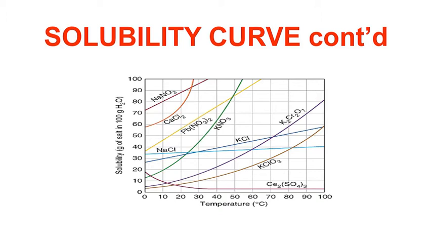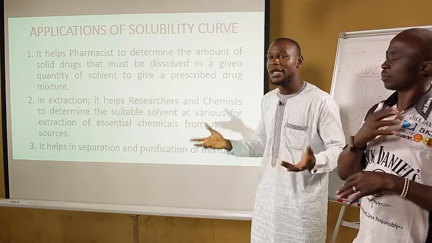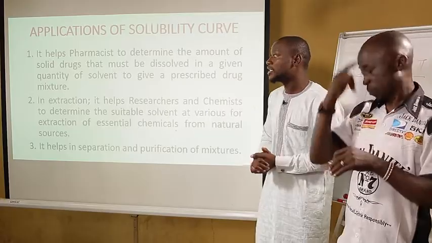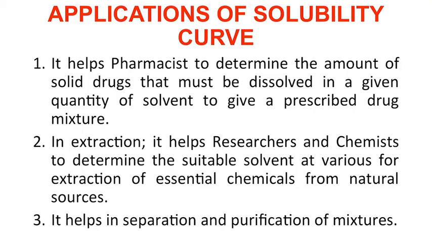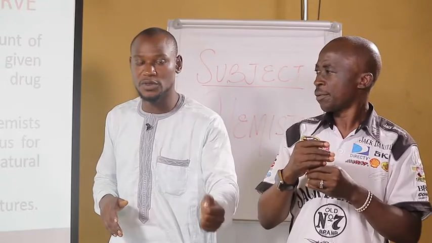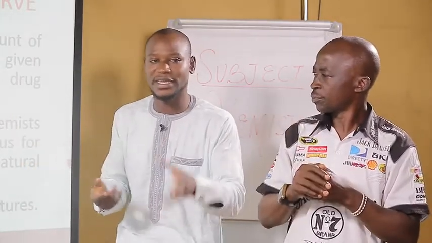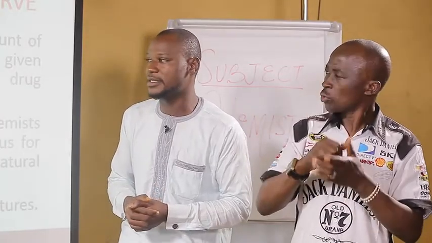Then we'll go into applications of solubility curves. How are they important? These solubility curves are very important because, one, they help pharmacists to determine the amount of solid drugs that must be dissolved in a given quantity of a solvent to give a prescribed drug mixture. That is, if they want to give you a mixture, you would have to use the solubility curve to know the amount of water or solvent that is needed.